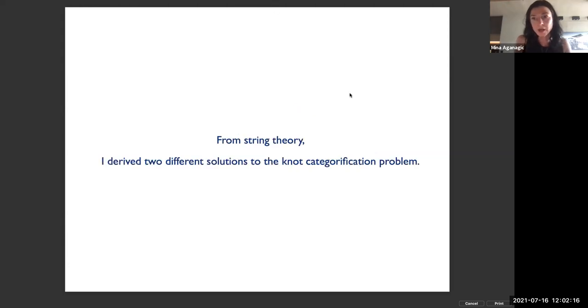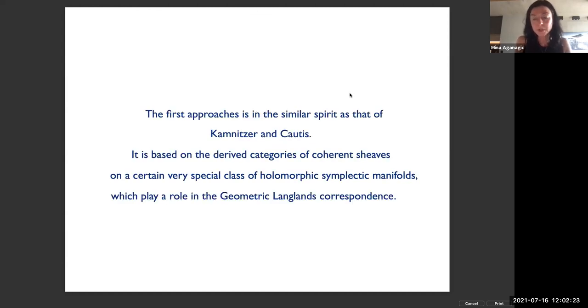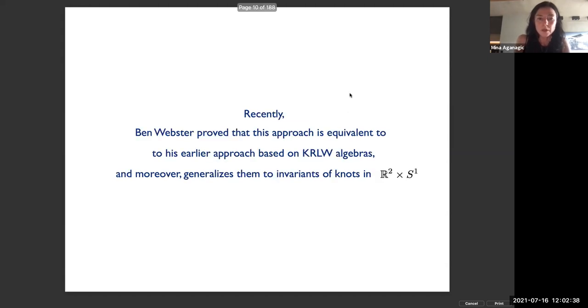From string theory, I derived two different solutions to this knot categorification problem. The first approach is similar in spirit to that of Kamnitzer and Cautis. It's based on the derived category of coherent sheaves of a certain very special class of holomorphic symplectic manifolds, which play a role in the geometric Langlands correspondence. Recently, Ben Webster proved that this approach is equivalent to his earlier approach based on KLRW algebras, and moreover, that it generalizes them to invariants of knots in R2 times S1.